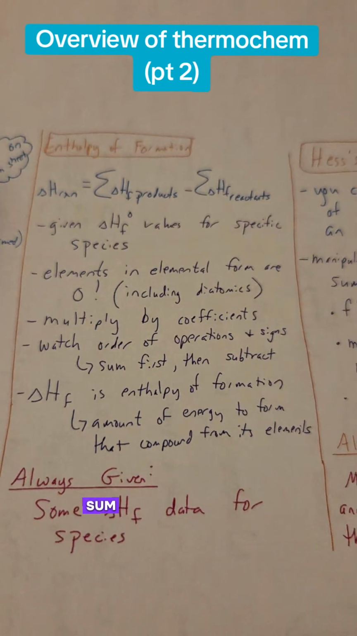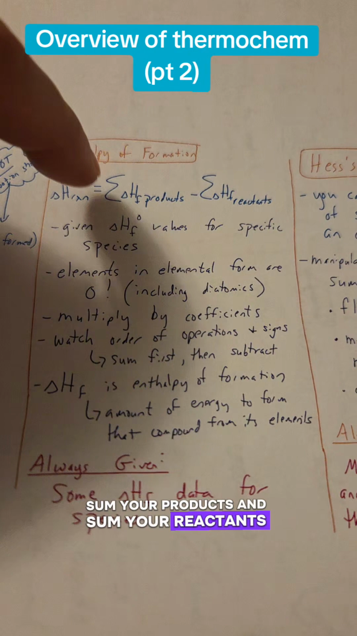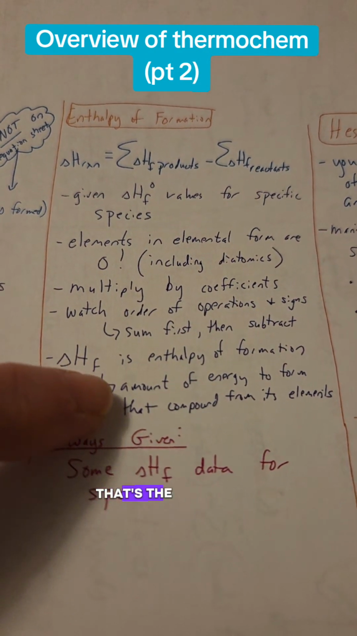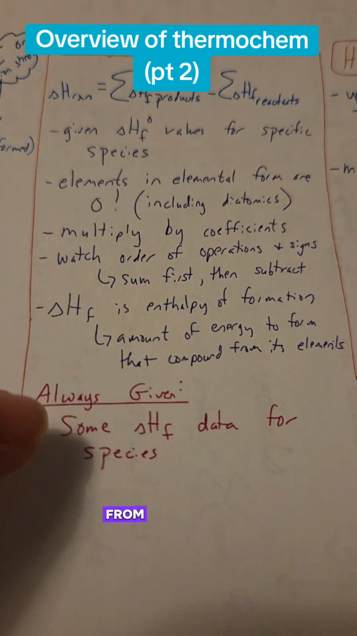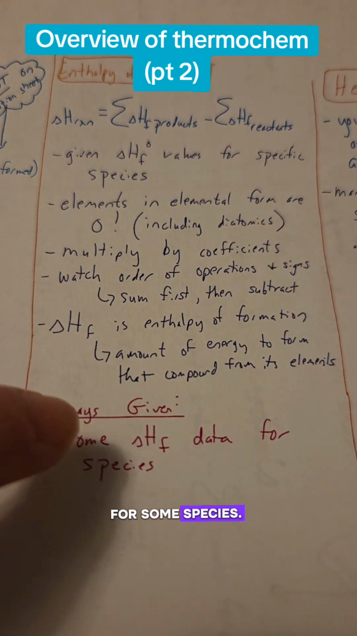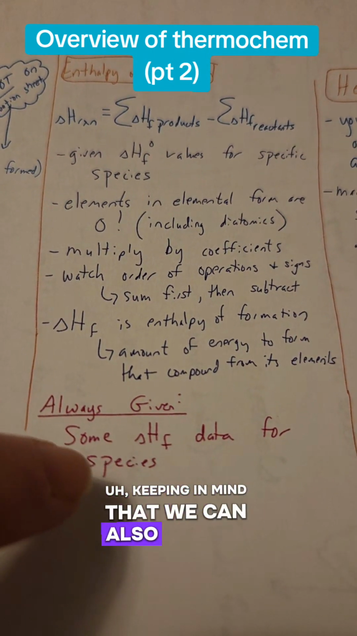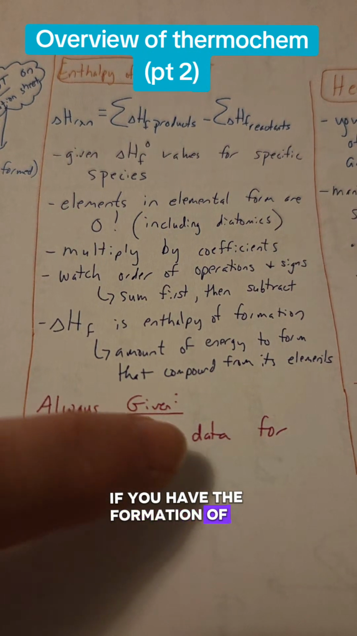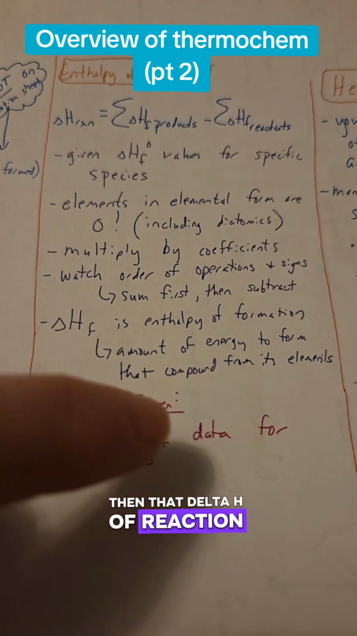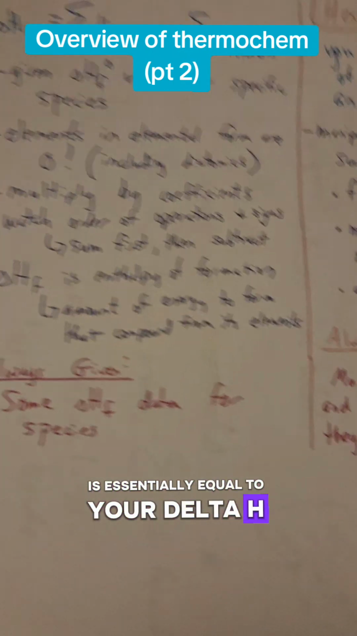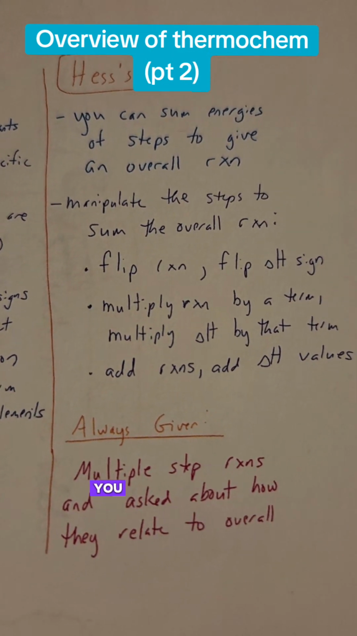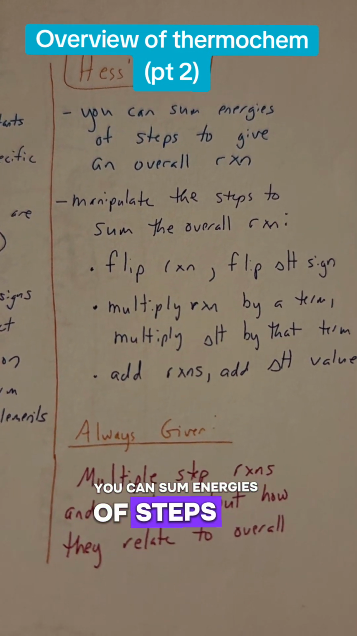You're going to do the summing first, sum your products, and sum your reactants, and then subtract them. Your delta HF, again, is the enthalpy of formation. That's the amount of energy to form that compound from its elements. You're always going to be given the delta HF data for some species. Keeping in mind that we can also do this if you have the formation of a binary compound from its two elements, then that delta H of reaction is essentially equal to your delta H of formation of your product there.